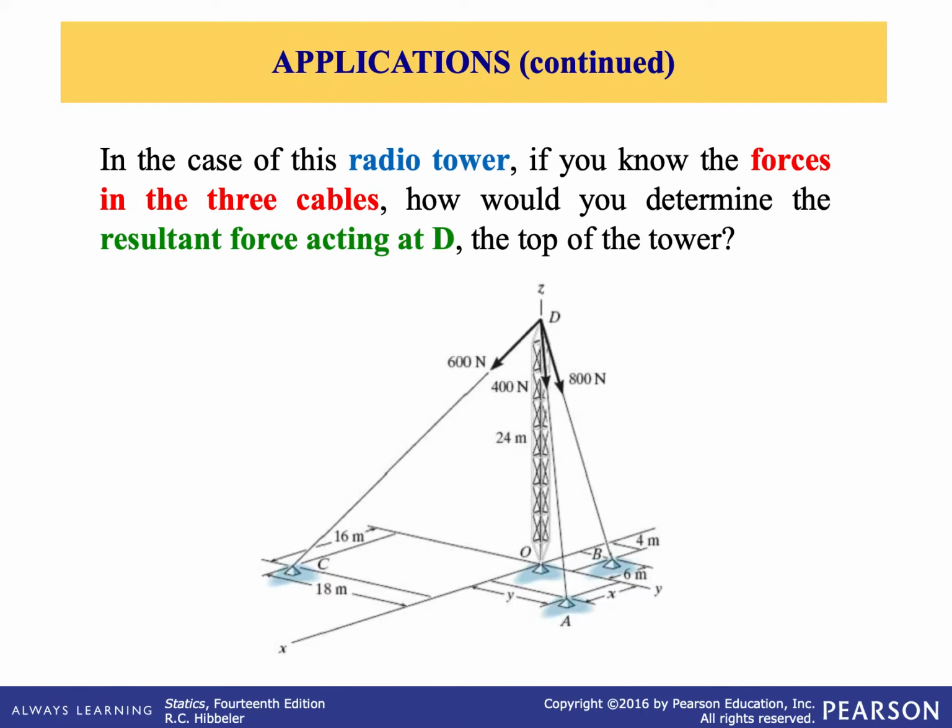We have this radio tower. We know the forces in the 3 cables. So you have 3 cables. Can you see one that has 600 newtons, the other is 400 newtons, and the third one is 800 newtons. As we've seen before, we also have the distances, which are the coordinates in space, right? So for point C, you are 18 meters from the x-axis and 16 meters from the y-axis. Those are very important. We're going to use them a lot.